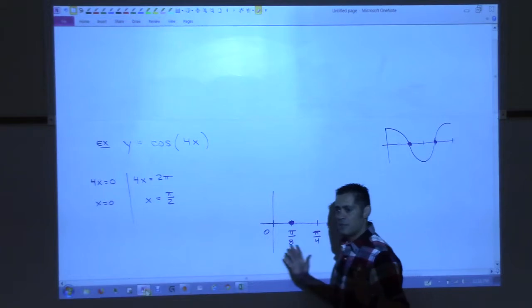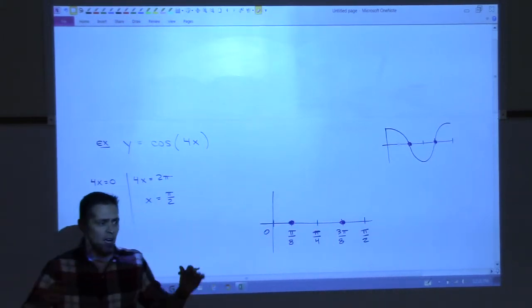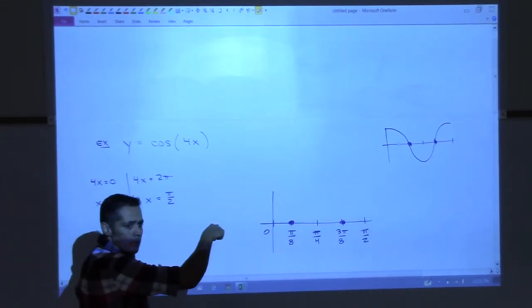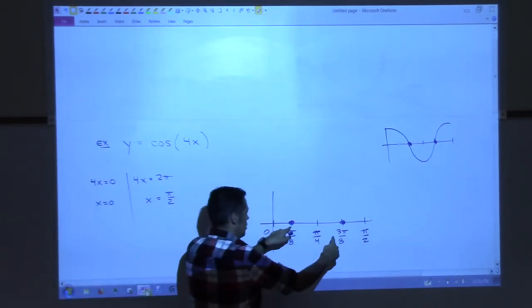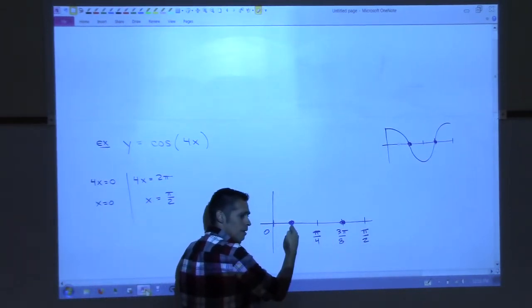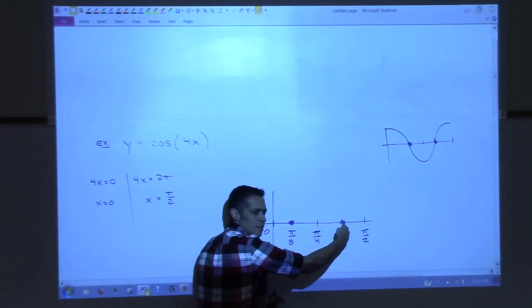See the difference between this and sine? With sine, you go 2 outside and in the middle. With cosine, you have to find all of them first and then mark your first quarter one and your third quarter one. Does that make sense?